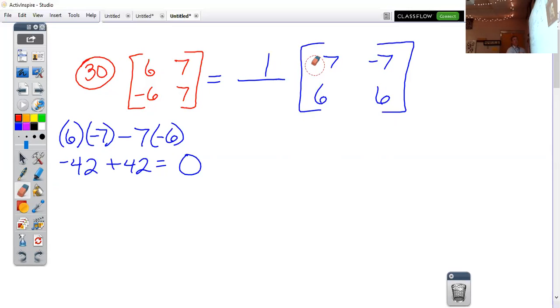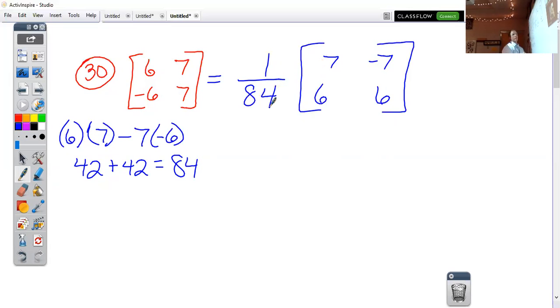Now we're good? Okay, so I need to, let's see here. 6 times positive 7 minus 7 times negative 7. Okay. 42 plus 42 is 84. So that would be your answer. Or if you plugged it in, 7 over 84, negative 7 over 84.